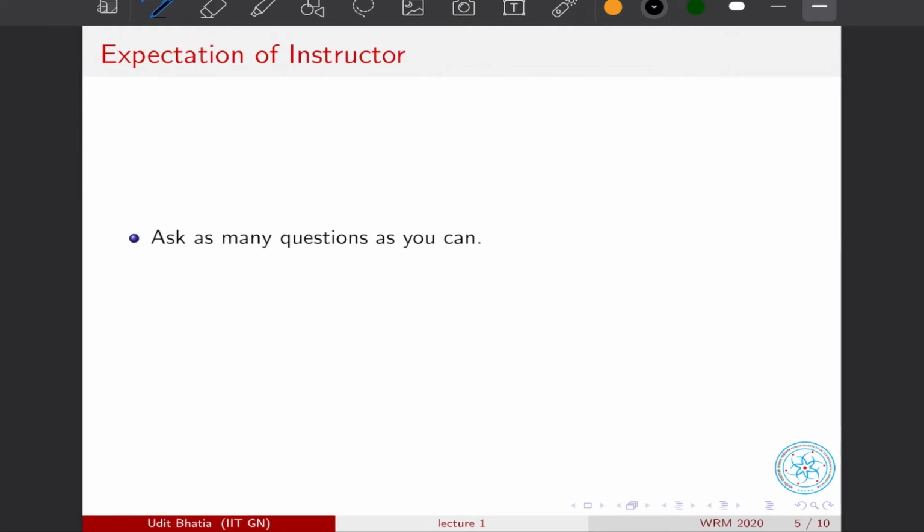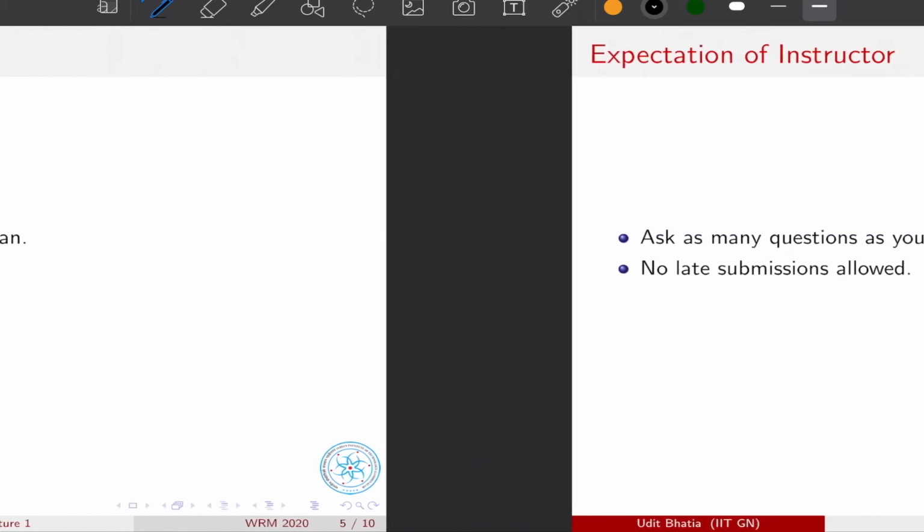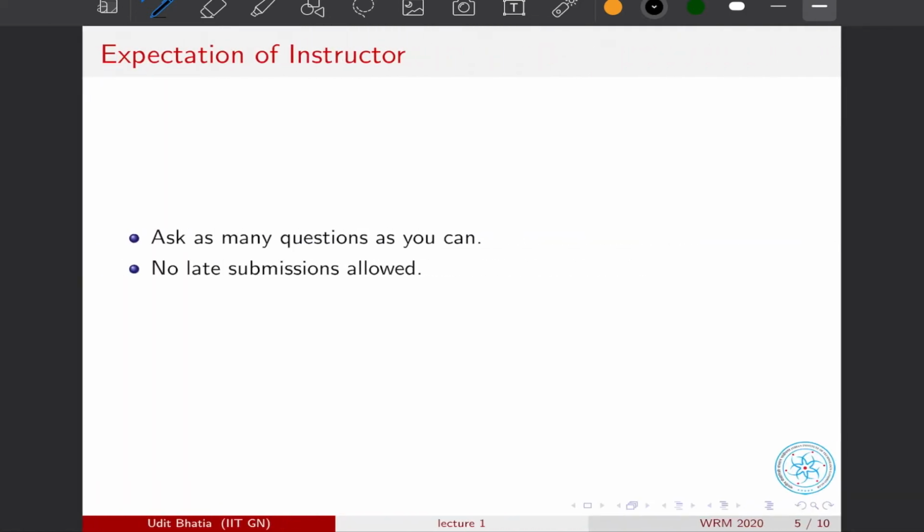So I have very few expectations. Ask as many questions as you can. I understand we are dealing with this course in online mode, so classroom fun would be missing, but we will make it as exciting as possible. And one way to do that is give me challenging questions, ask me tough questions, and I would love to address them in the best possible way. No question is stupid, no question is small.